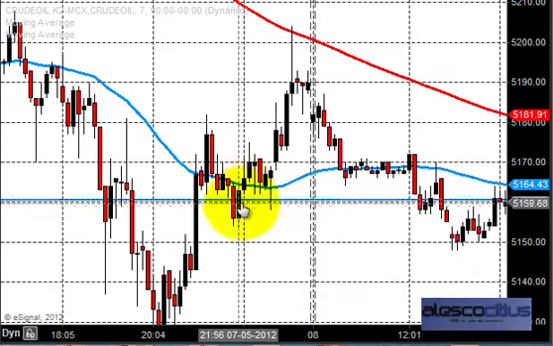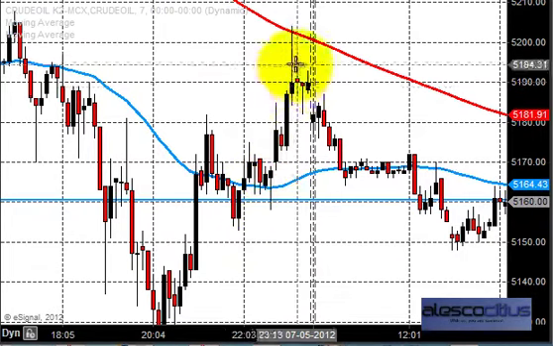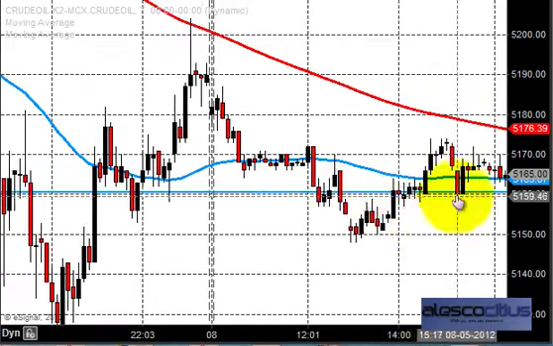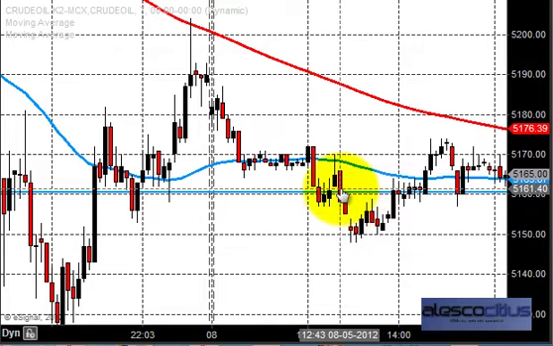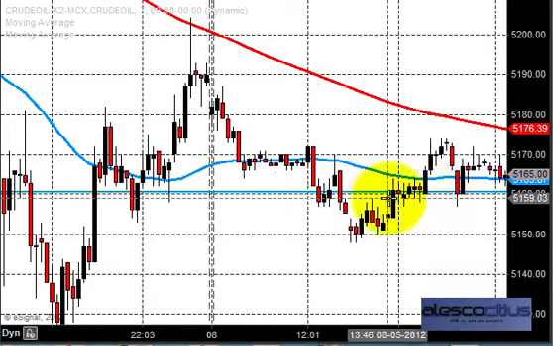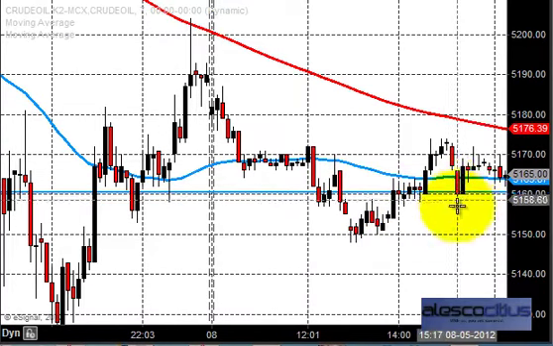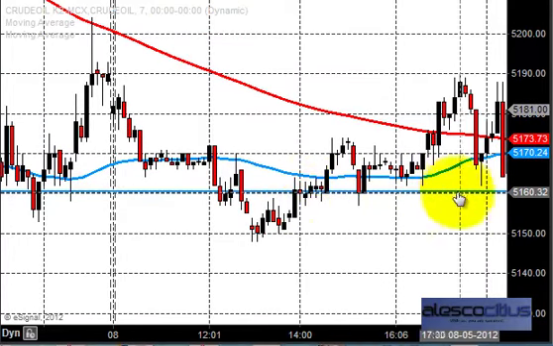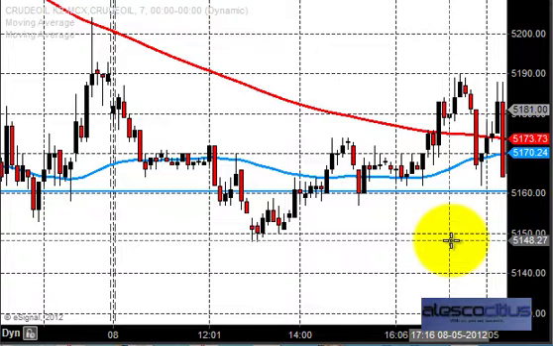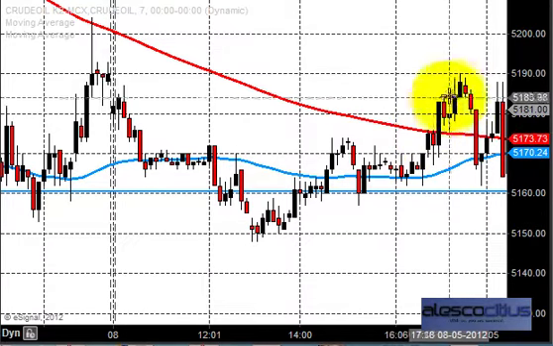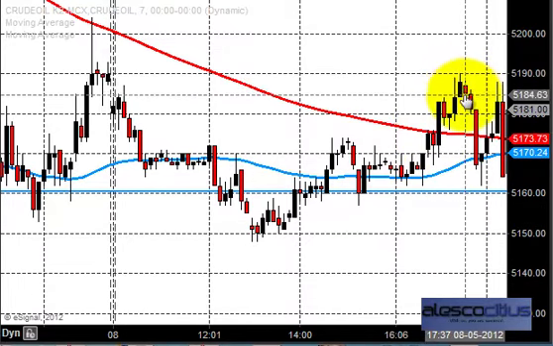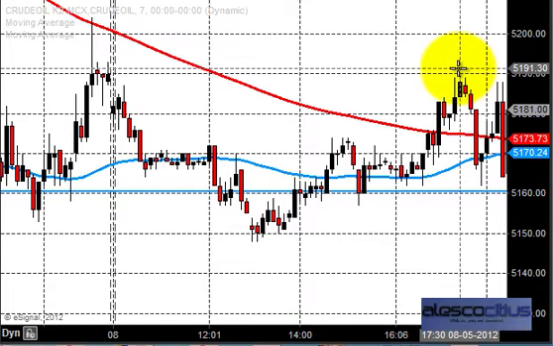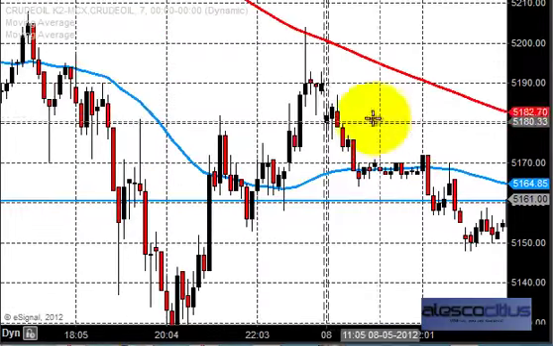You can notice that after taking some support here, the market went up and closed here. Exactly in the same zone the market tried to show some support, and after it was successful breaking the support in the earlier session, 5160 provided some support for crude oil, and it pushed the market to 5190.